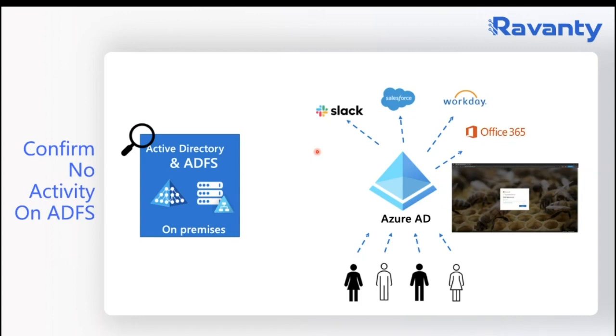Now we confirm that there's no more activity on your ADFS environment. Everything's moved. Your users are moved. Their authentication, all your apps are moved. Now there's no more dependency on your ADFS. Now you can remove your ADFS endpoints publicly. You can remove your WAP servers, and your ADFS is no longer exposed externally, and it's no longer part of your environment. Now you can proceed with safely decommissioning and removing the ADFS from your environment.